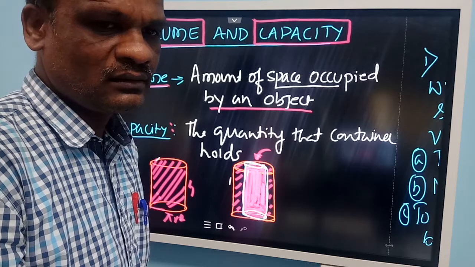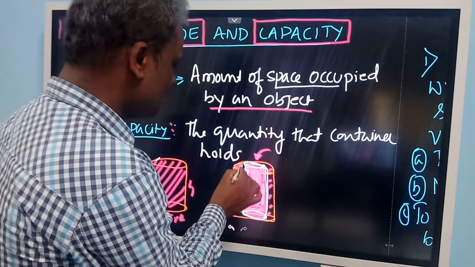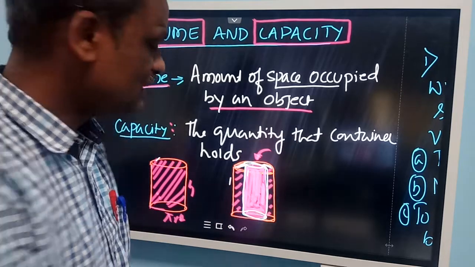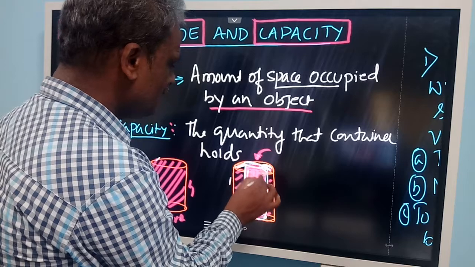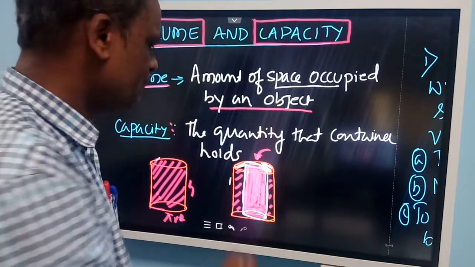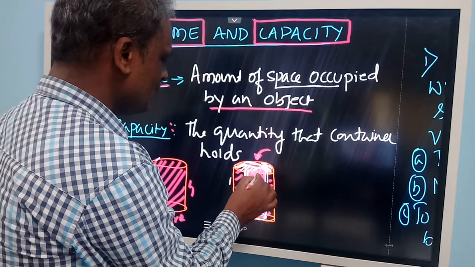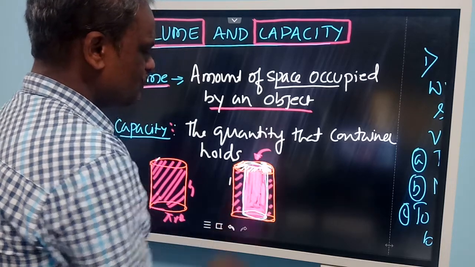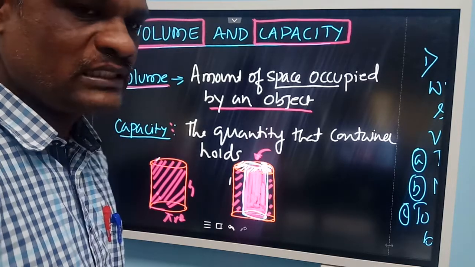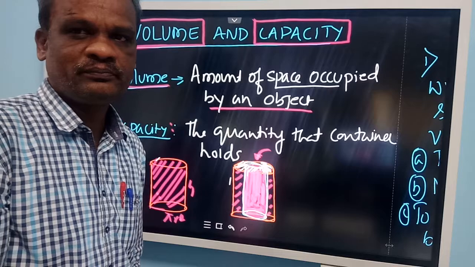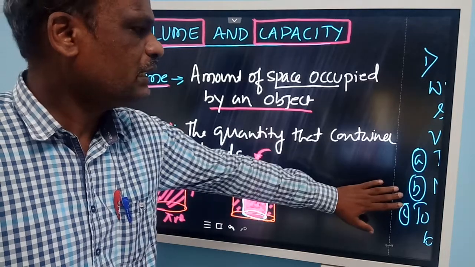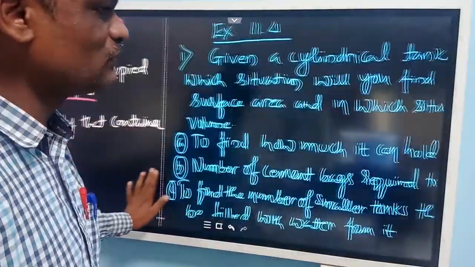Is it clear? If the thickness of the container is negligible, then capacity and volume will be almost the same. If I take this thickness very small, then volume and capacity are almost the same. You understood what is the difference between capacity and volume? Yes, sir. Okay. Now let's go to the exercise questions.